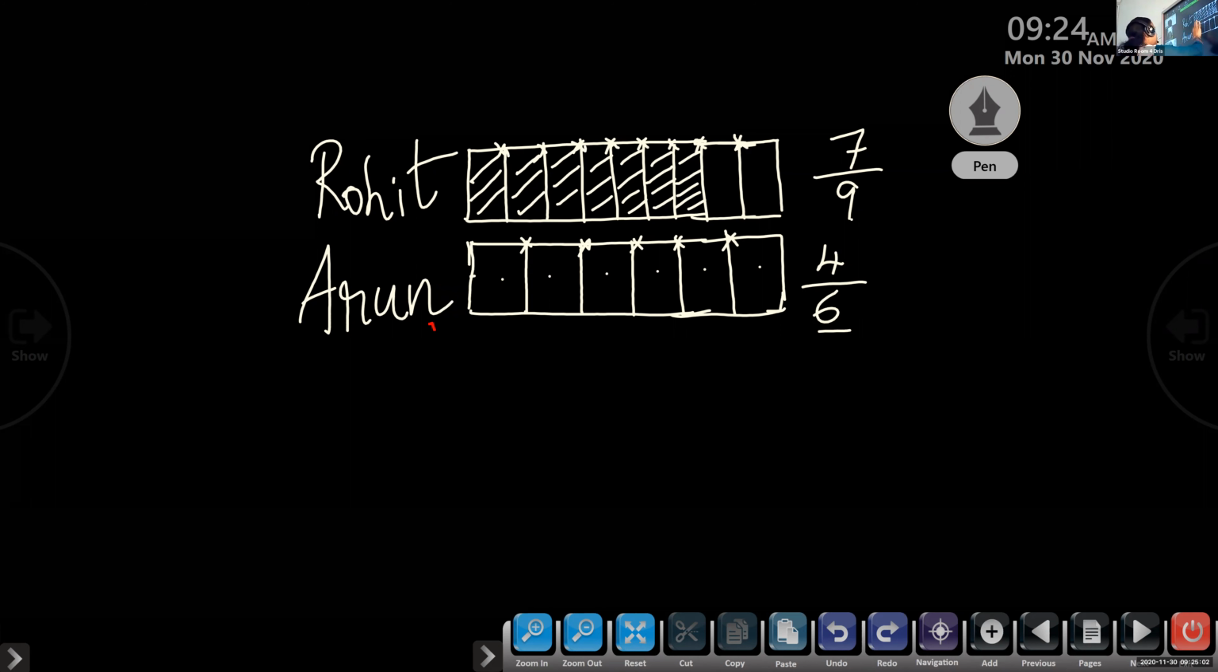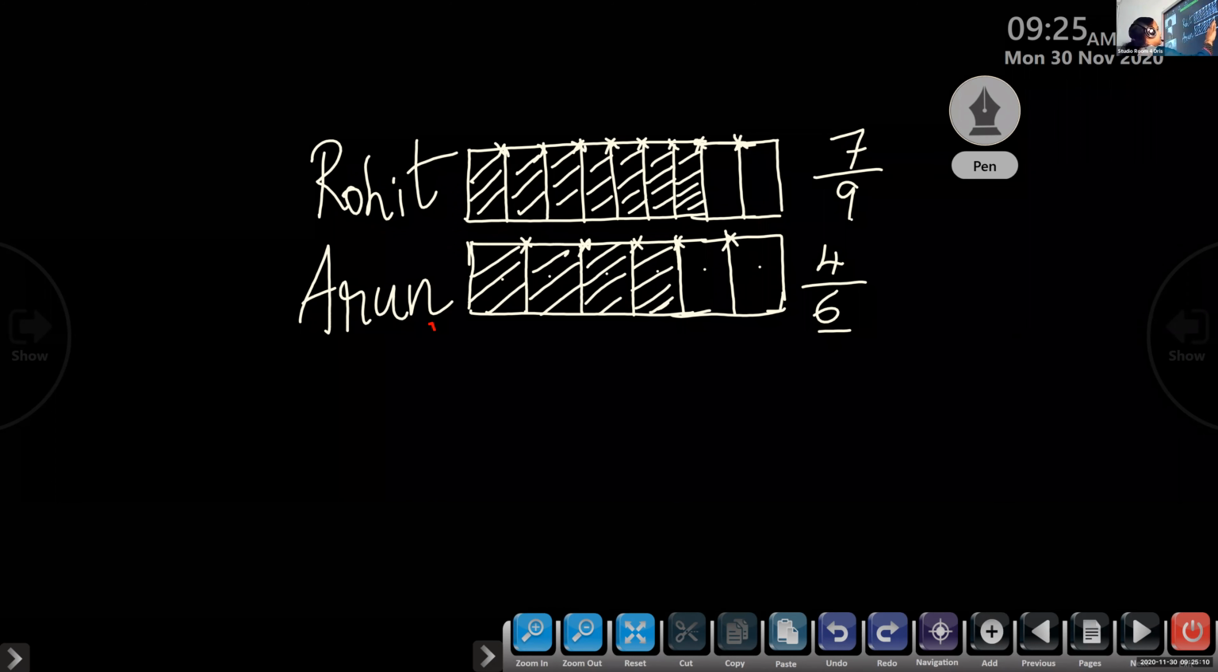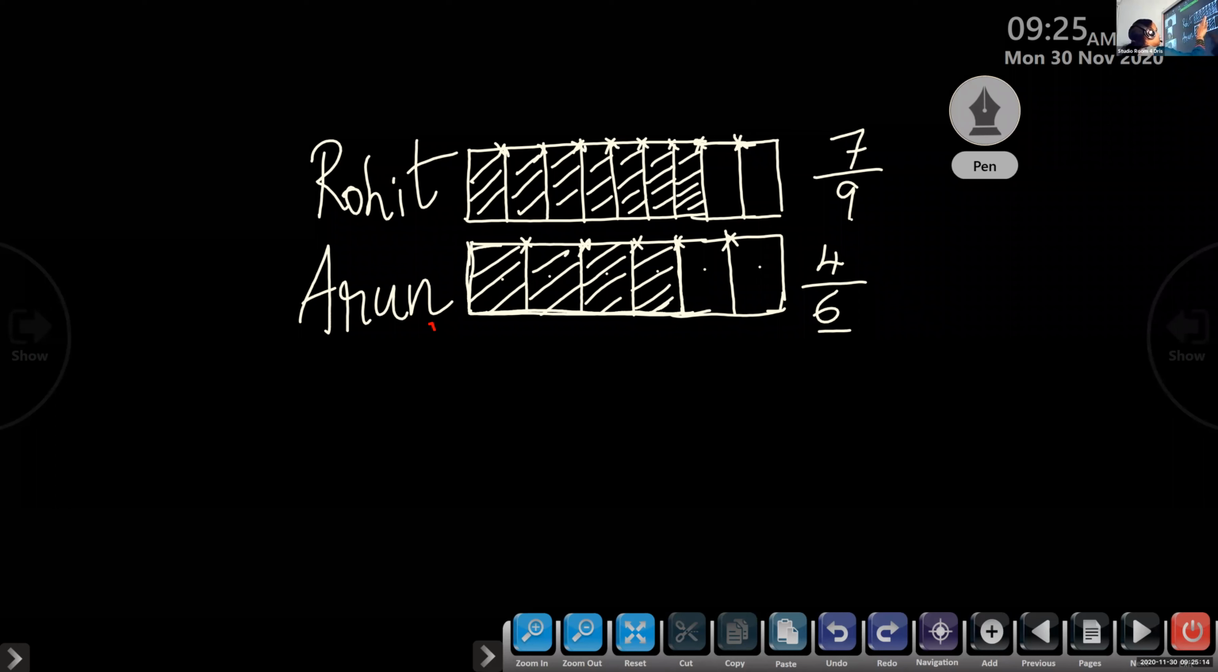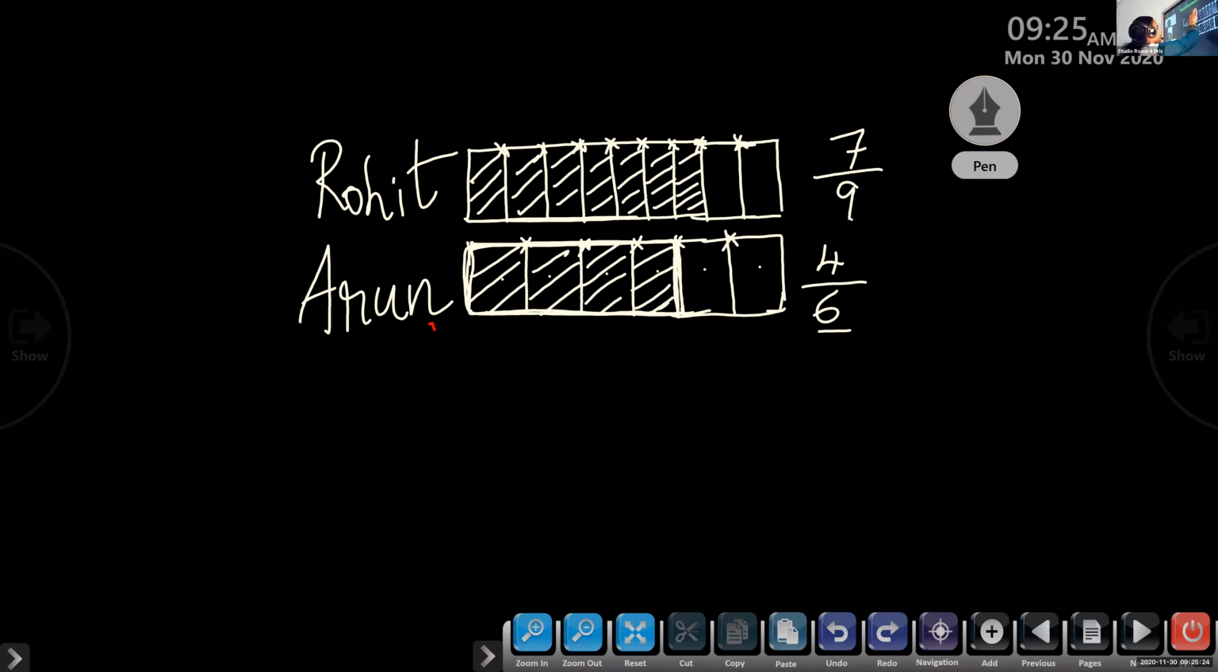So Arun covered 1, 2, 3, 4 parts. So easily we can see from here. This for Arun, this much portion. And Rohit covered 7 by 9, means this much portion, this much.